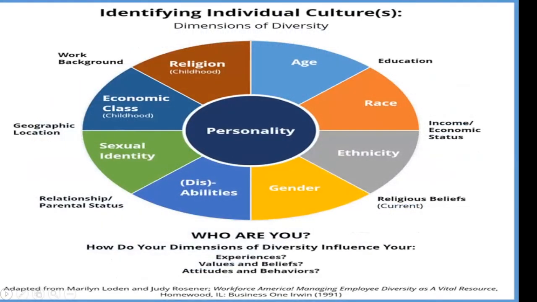So when you think about identifying individual culture, think about these dimensions here: age, personality, race, ethnicity, gender, disability, sexual orientation, economic status. How do these dimensions influence you, how you interact with your students, how you interact with the world, how do you see yourself? At this point, I am a senior citizen, I'm an African-American female, I'm retired. All of these, my economic status is impacted by my retirement, my age, my race. All of these factors are part of who I am.